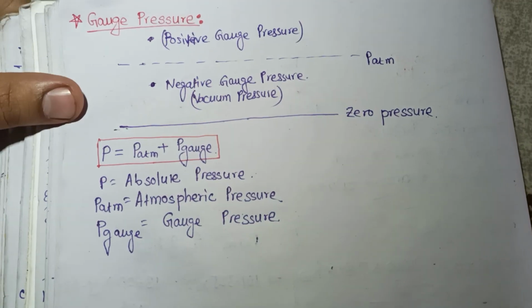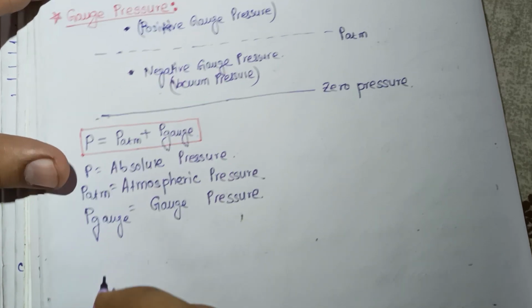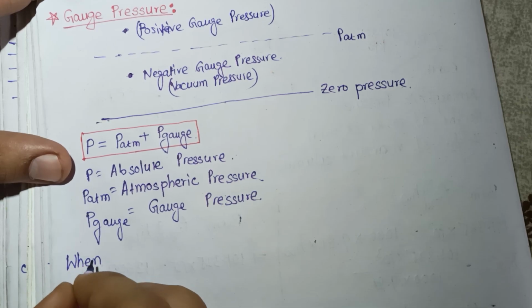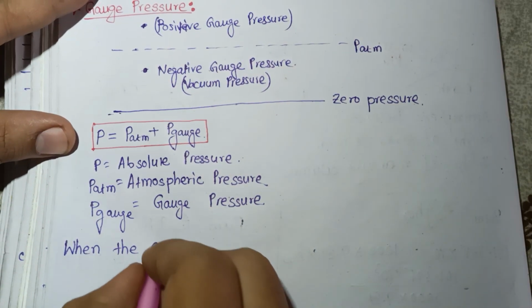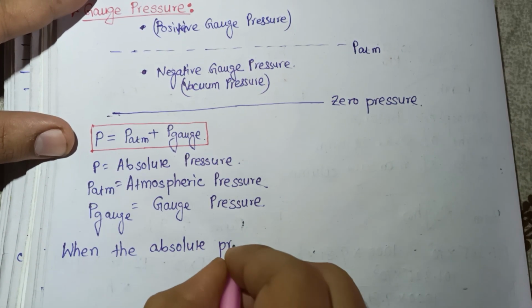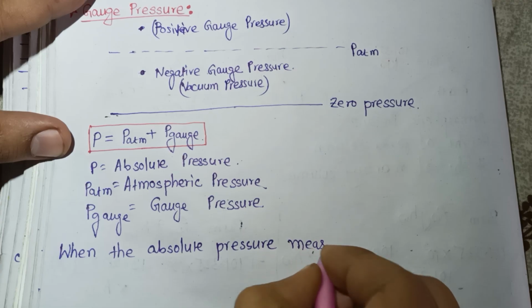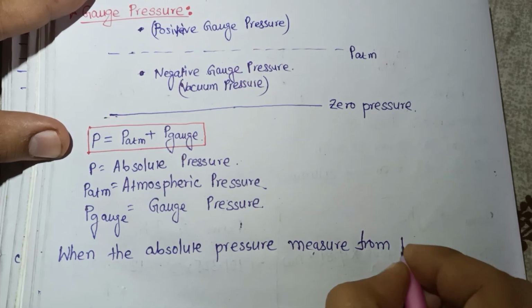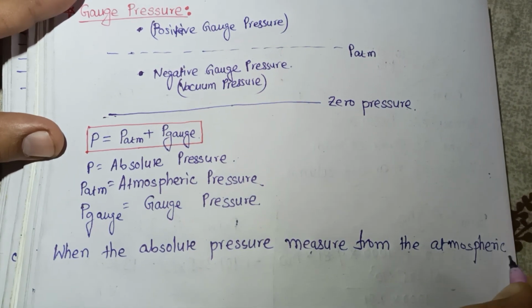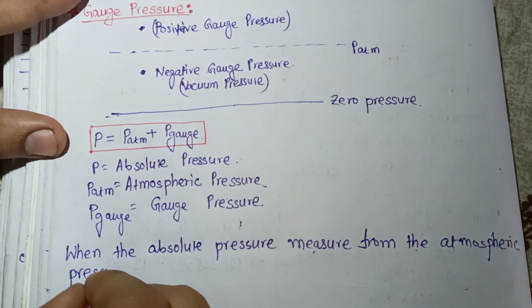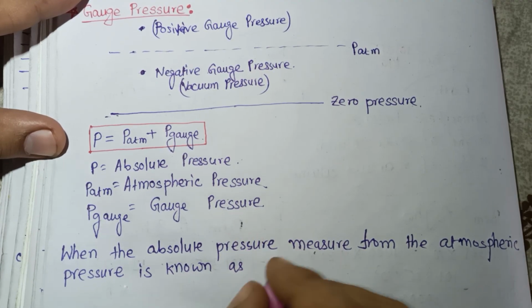So let's write the definition of the gauge pressure. The absolute pressure measured from the atmospheric pressure is known as gauge pressure.